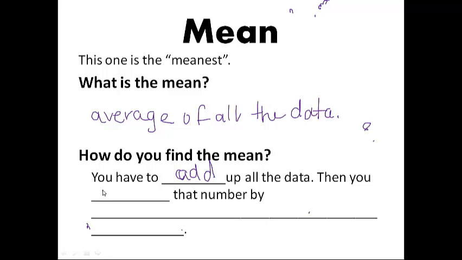Then you have to divide. Oh my goodness. That number. And what do you divide by? You just divide by however many numbers are in your list. Okay, and I'm going to show you an example of this, of course.